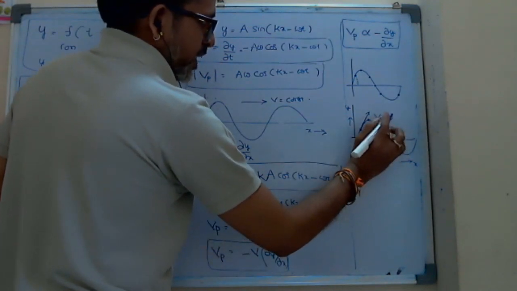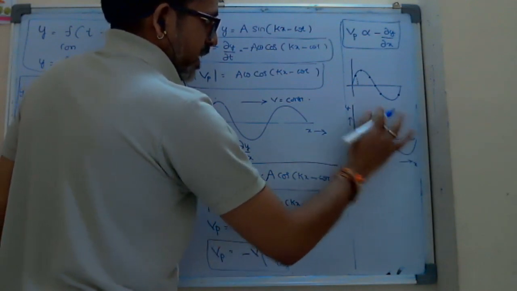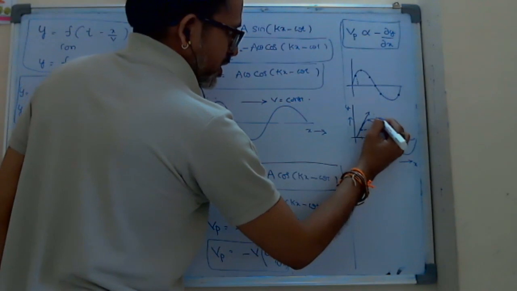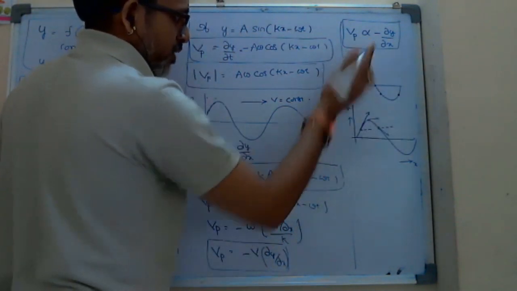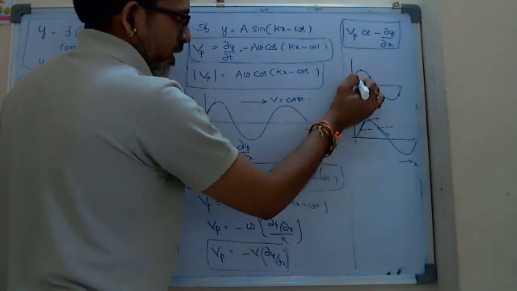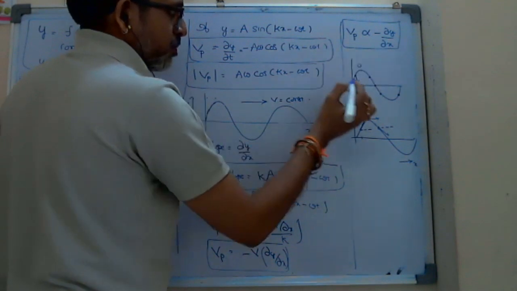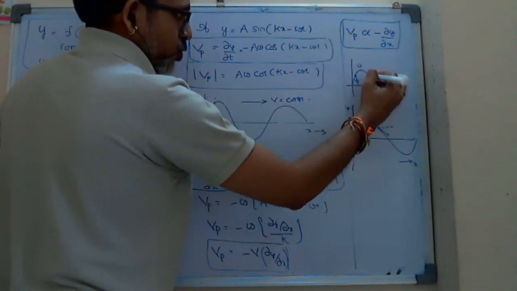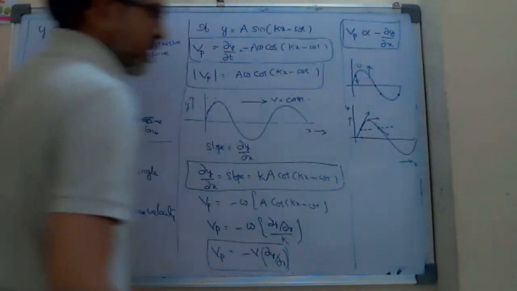Better to mark those directions to avoid confusion. Here we draw the tangent and mention the direction of velocity of particles in the first diagram. Here tangent slope is positive, so velocity of particle should be negative, downwards. Here velocity of particle is 0. Here slope is negative, so velocity of particle is positive, upwards.